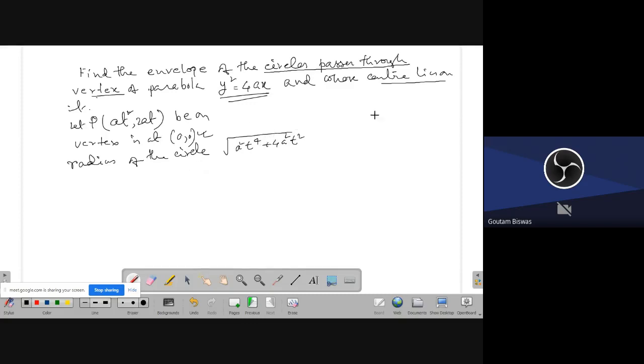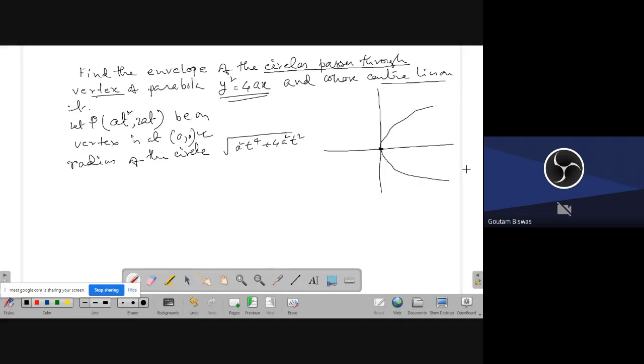Okay, that means if I draw it, so y square is equal to 4ax. This is the parabola, and the circle is passing through this point. All circles are passing through this point, and the center lies on the parabola. So all the circles are passing through this point, and their centers lie on this parabola.